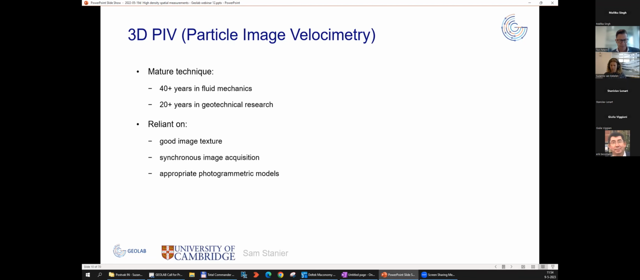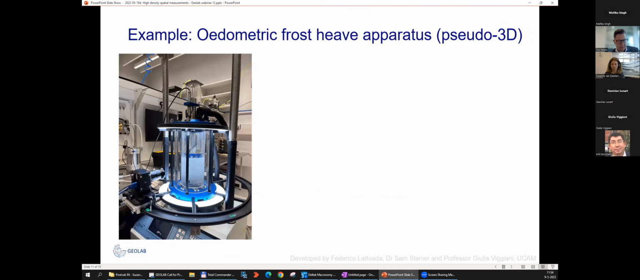For PIV, we rely on a good image texture, so we need good photos, and we need to know exactly when they were taken in comparison to other measurements done in the test. This is not easy, and the University of Cambridge knows a lot about this. You also need appropriate photogrammetric models, software, to interpret the results. Recently, 3D applications of PIV have started, and I will show you some examples.